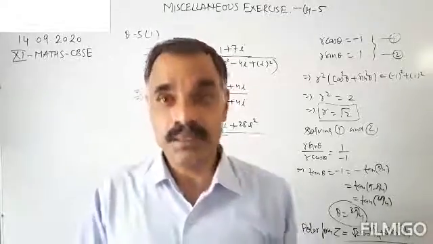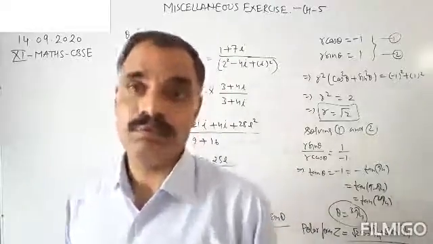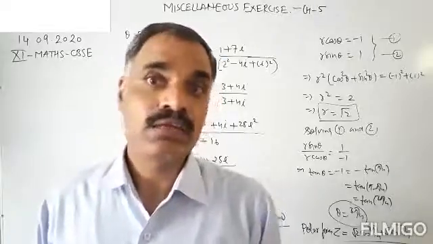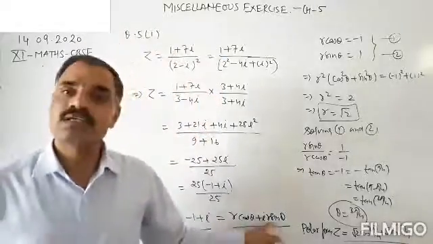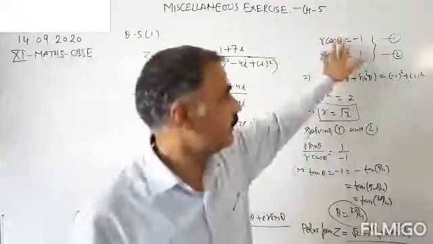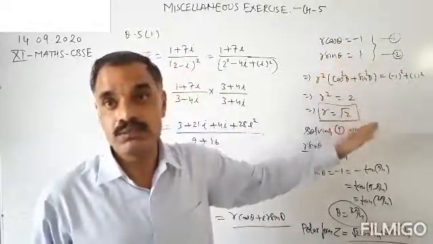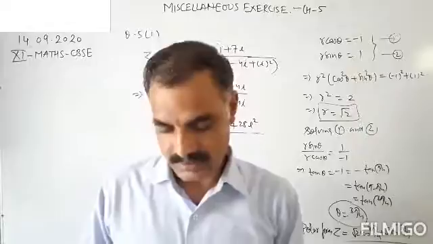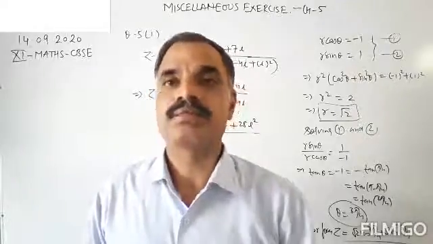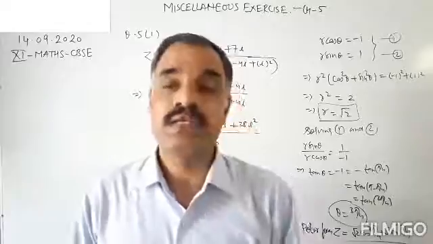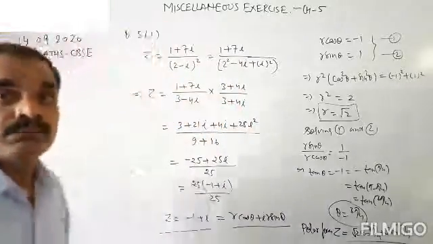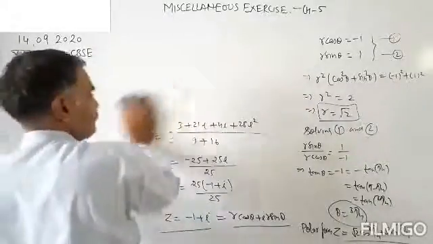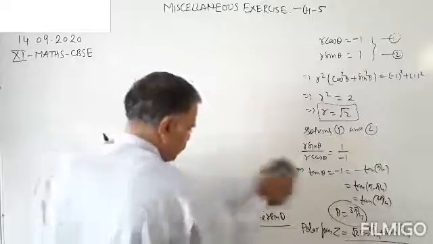Okay, not a difficult task. First of all, convert the given complex number into standard form if it is not given. Then compare this with r cos theta plus iota r sin theta. After comparing, we will obtain two equations, and solving these two equations we will obtain the values of r and theta. Okay, now let us take question number 9 of the miscellaneous exercise, chapter number 5.